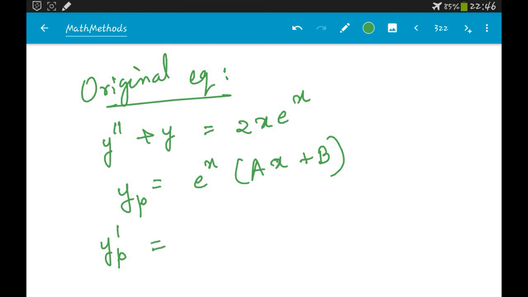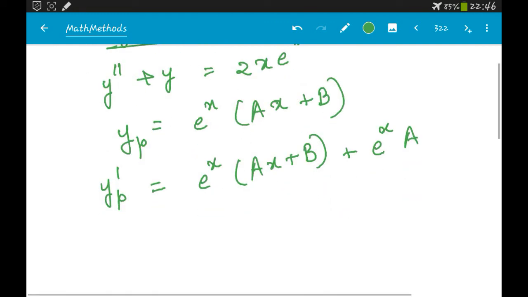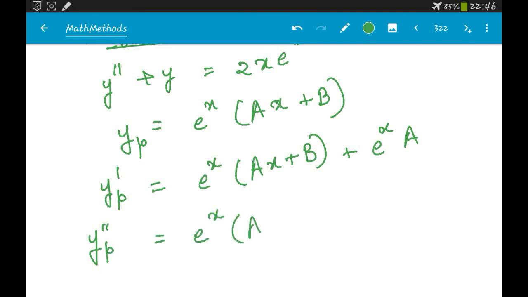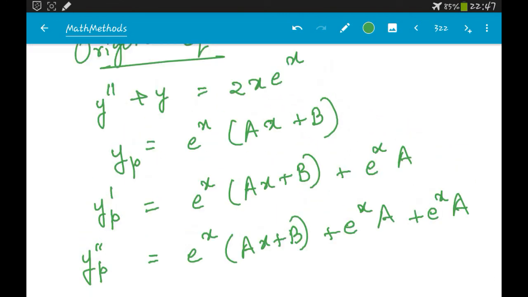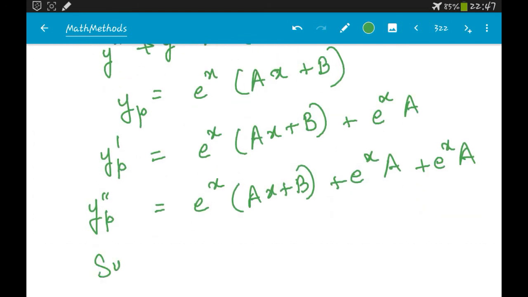So Yp dash is going to be e power x into ax plus b plus e power x into a, and Yp double dash is going to be e power x into ax plus b plus e power x into a plus e power x into a. Now let's substitute.